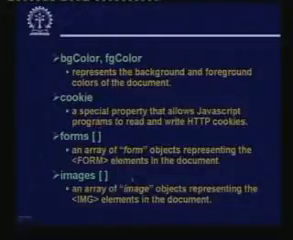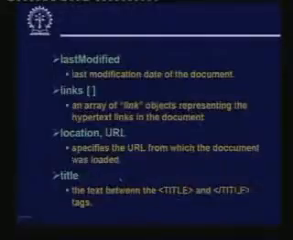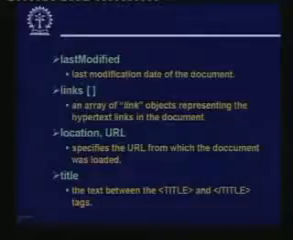So, all these things are available for access in the document.images object. lastModified, we had seen this example. This represents the last modification date of the document. Link, if there are hyperlinks in the page, again they are available as an array of links.